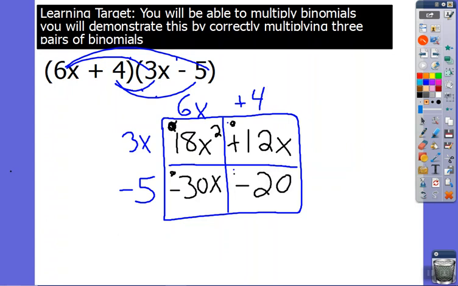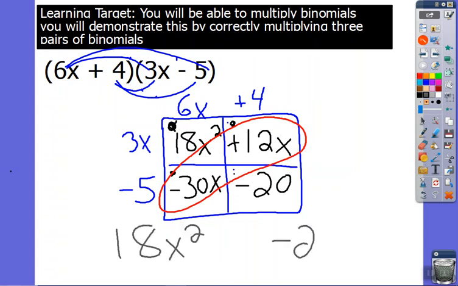Now we're usually going to have to clean this up just a little bit, because do you notice that these 2 in the middle both have x's? So I'm going to bring my 18x squared down. I'm going to bring my minus 20 down. But what I'm going to do with that middle is I'm going to say, what is a positive 12x minus 30x?